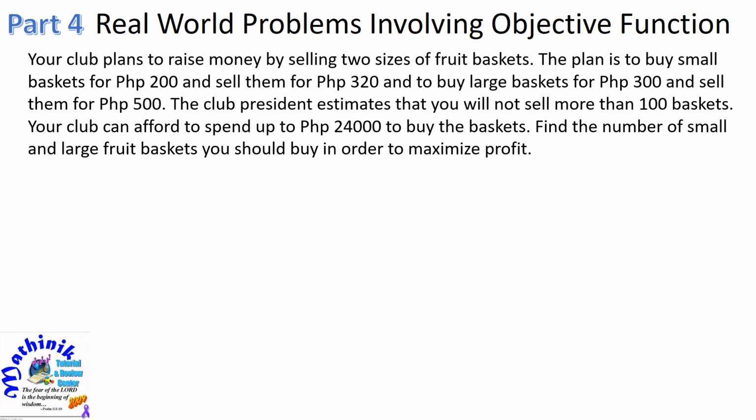Your club plans to raise money by selling two sizes of fruit baskets. The plan is to buy small baskets for 200 pesos and sell them for 320 pesos, and to buy large baskets for 300 pesos and sell them for 500 pesos. The club president estimates that you will not sell more than 100 baskets. Your club can afford to spend up to 24,000 pesos to buy the baskets. Find the number of small and large fruit baskets you should buy in order to maximize the profit.